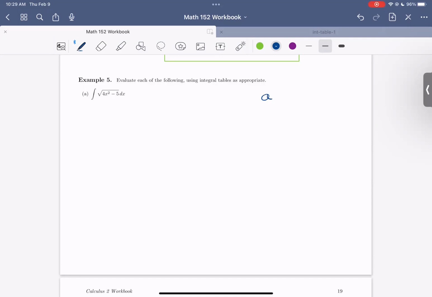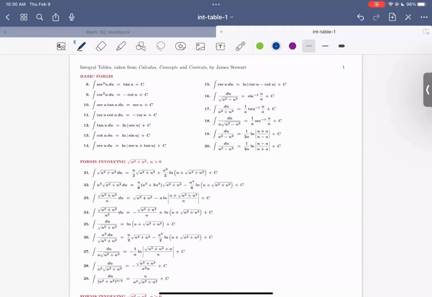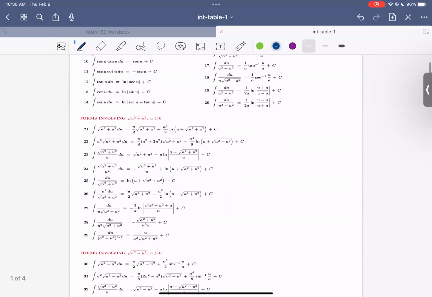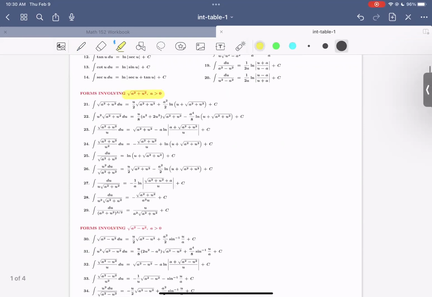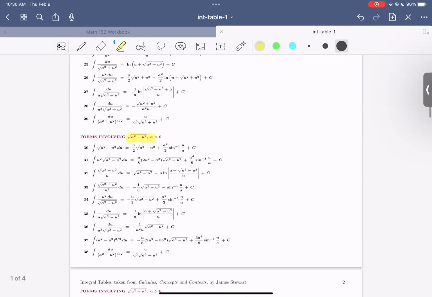Integrals of the form involving a squared minus u squared, a squared plus u squared, u squared minus a squared, and a plus bu. One note about these expressions is that u is always the variable. We're always looking at a du, and a and b are constants, so fixed numbers. We can see that outlined in the integral tables, where the headings involve those four different forms.